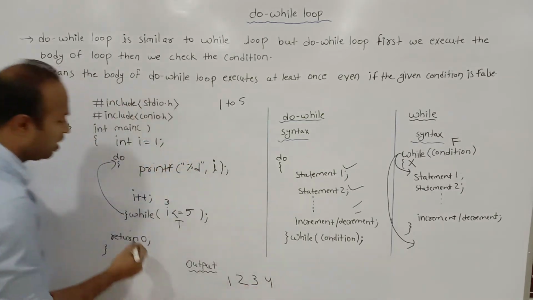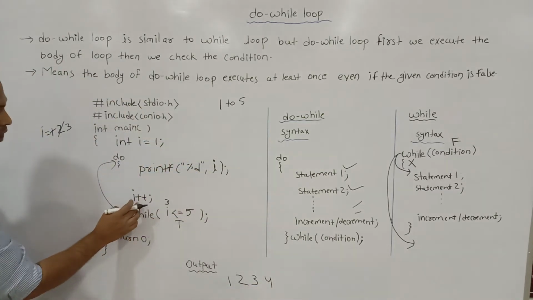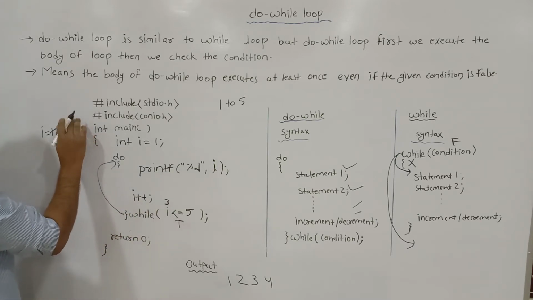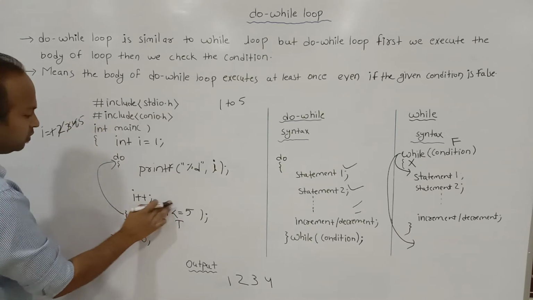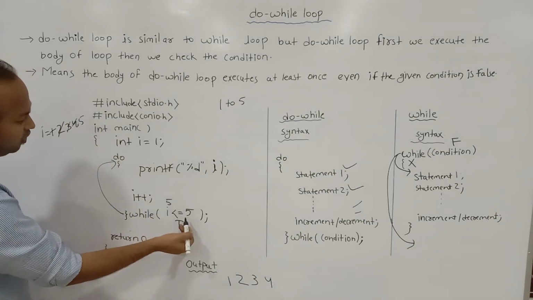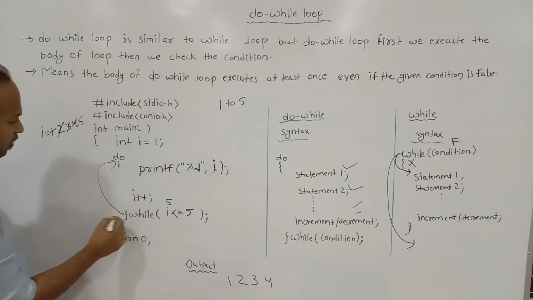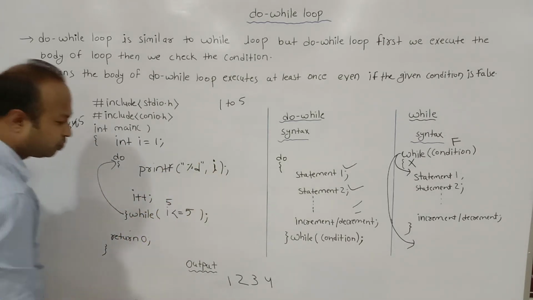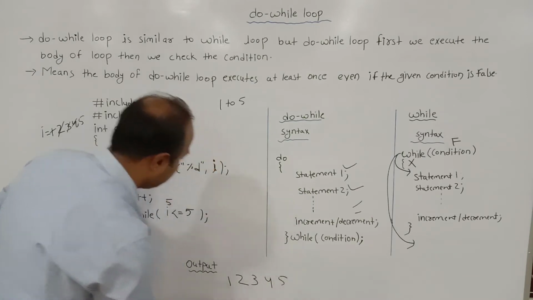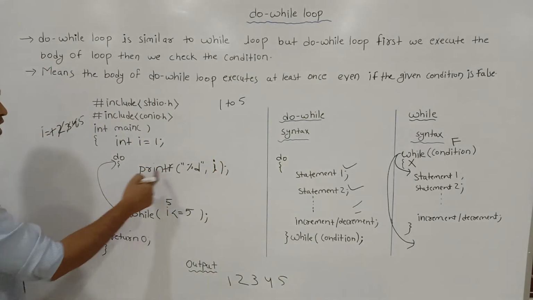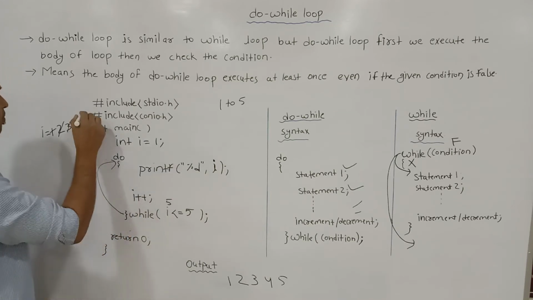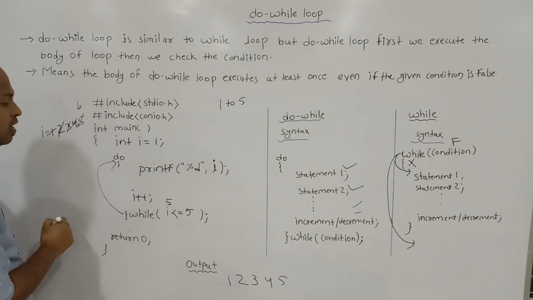Then we print 4, and after printing 4, we again increment the value of i. So now the new value of i will be 5. This condition is still true. Therefore, we again come here and we print the value of i, which is 5. Now, after printing 5, we increment the value of i. Now the latest value of i will be 6.